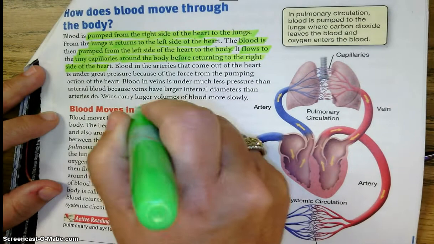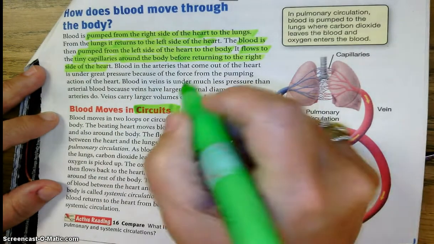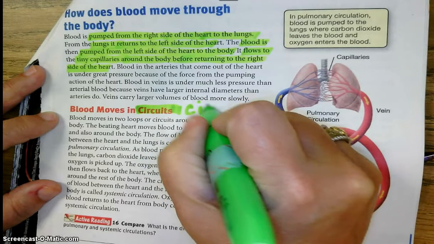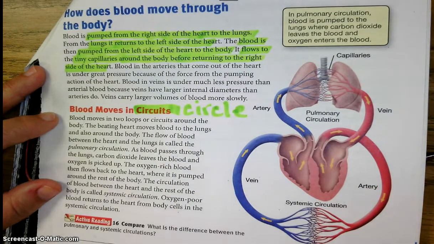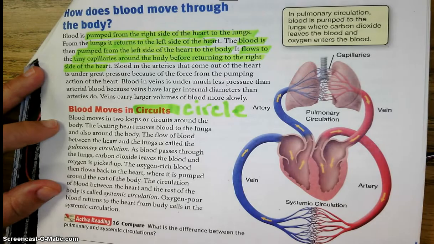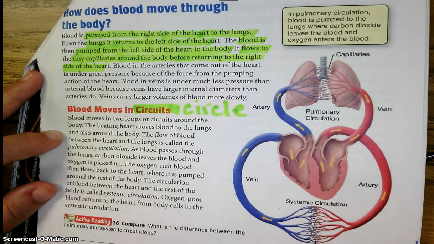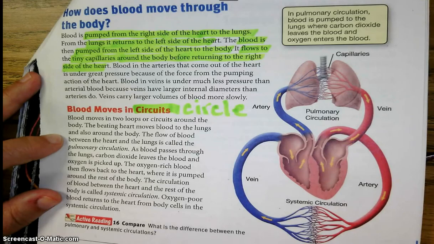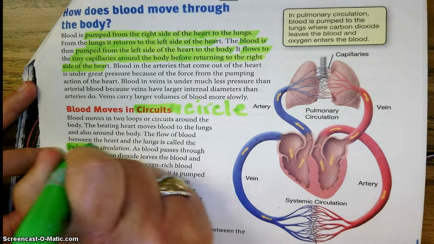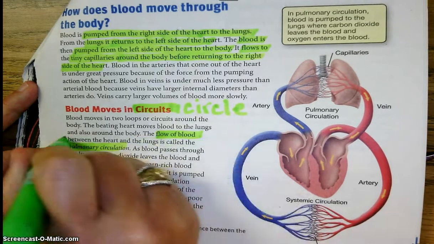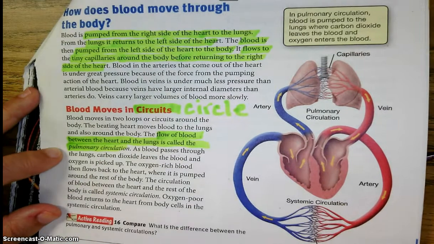So when it says blood moves in circuits, circuit is just another word for a circle, right? No beginning, no ending, it just keeps going. Blood moves in 2 loops or circuits around the body. The beating heart moves the blood to the lungs and also around the body. The flow of blood between the heart and lungs is called pulmonary circulation. Pulmonary means lungs. Okay, pulmo is lungs.